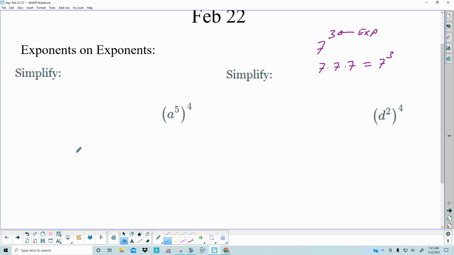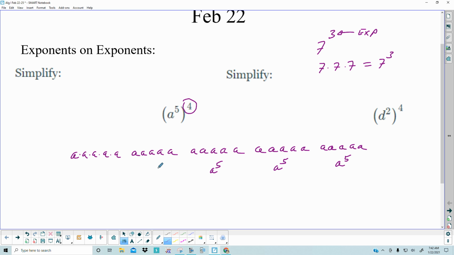So a to the fifth, let's look at this. So I have a to the fifth, which is a times a times a times a times a, 5 times. To the fourth power means there are 4 of these. So this is a to the fifth, this is a to the fifth, this is a to the fifth. Oh, do I have too many of them? 1, 2, 3, 4. Yeah, I have too many of them. This group shouldn't be here. There are 4 a to the fifths. Okay. How many a's do you have? Well, I've got 5, 10, 15, 20 of them. So this is worth a to the 20th.